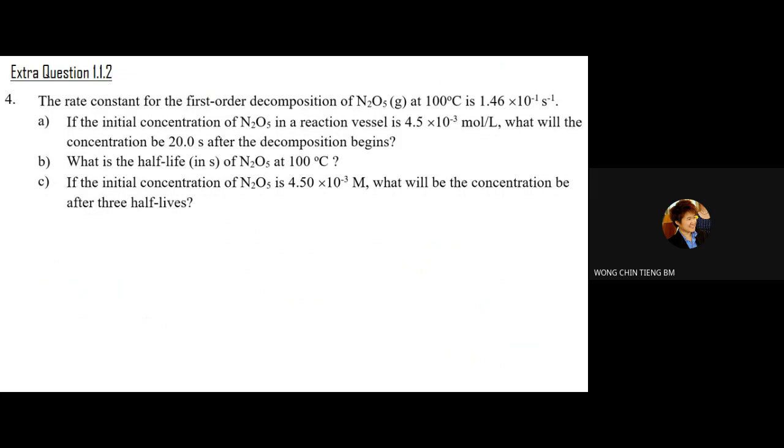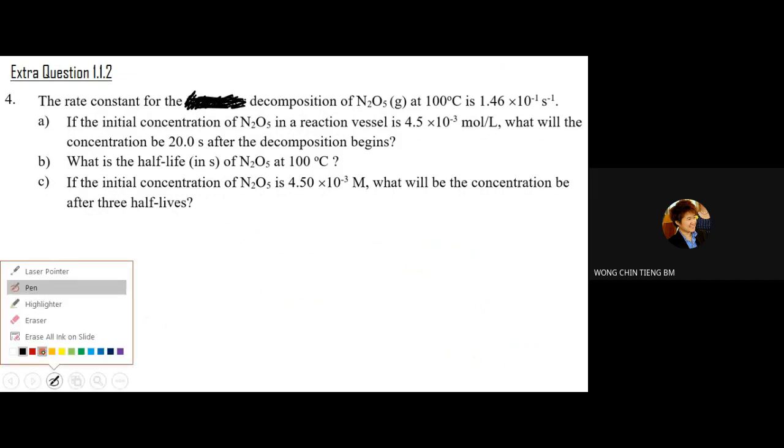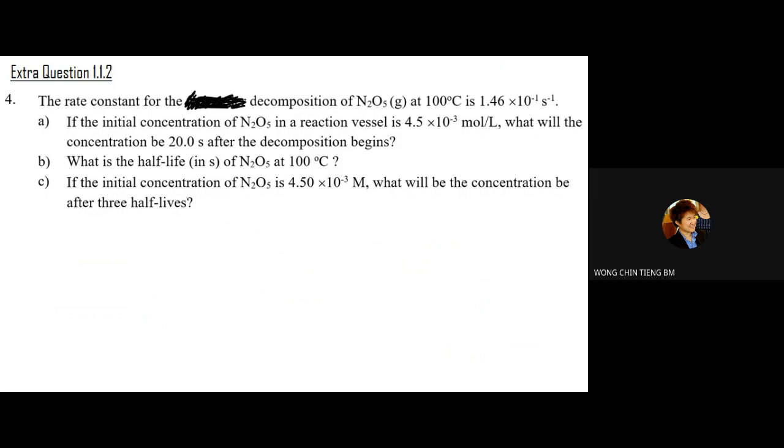We continue with first order. One of the questions that I love here is asking for three half-lives. We learned half-life earlier, so we proceed with the first order three half-life question. Very simple and very easy. If the question does not say first order, can we know the order of reaction? Why?